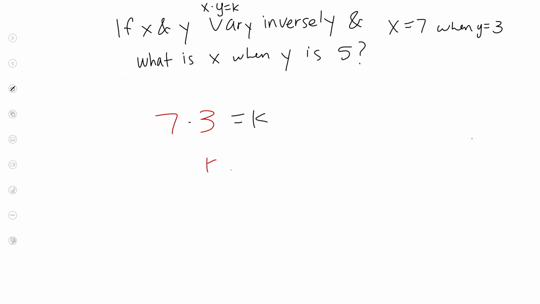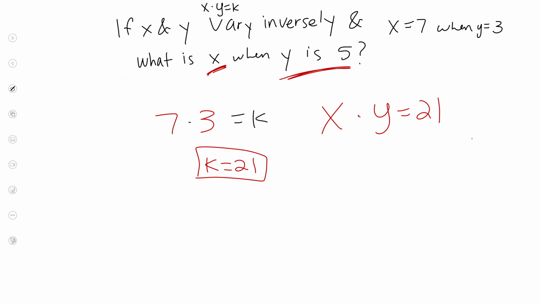So what's k? 21. Use the same formula. I'm going to plug in my formula now. I know k is 21. Now, what is x when y is 5? So I'm going to erase this y, put a 5 there. And how do I solve? Yep, divide by 5. So I didn't get a pretty number, but oh well. X is 21/5.